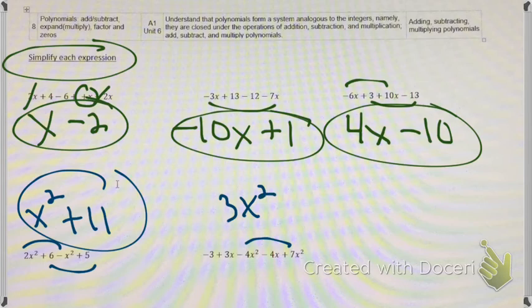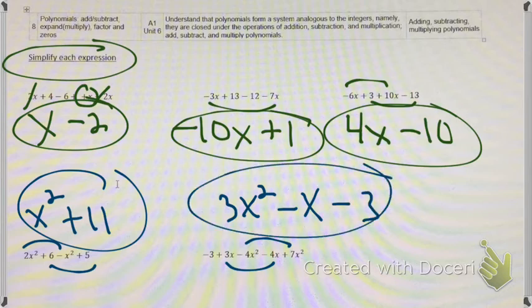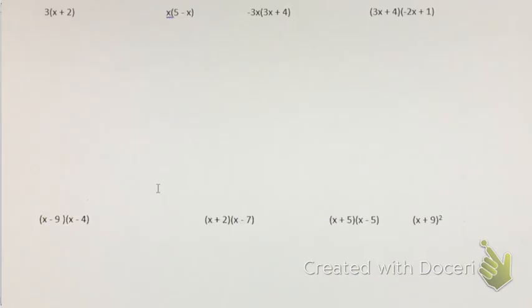Do I have any x's? Yeah, I got plus 3 minus 4, so that's minus 1x or minus x. And then I've got a minus 3 on there at the end. So I'm just checking real quick before I go any further. That one looks good. Okay, moving right along here.